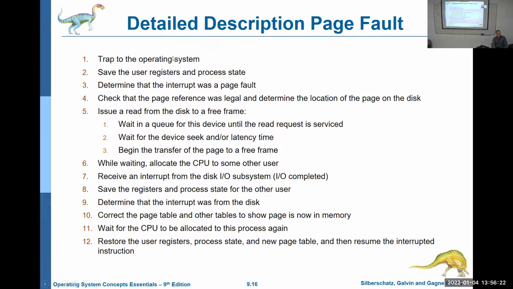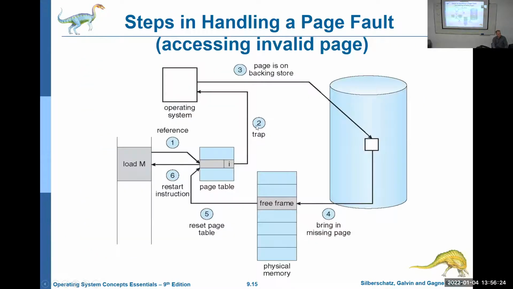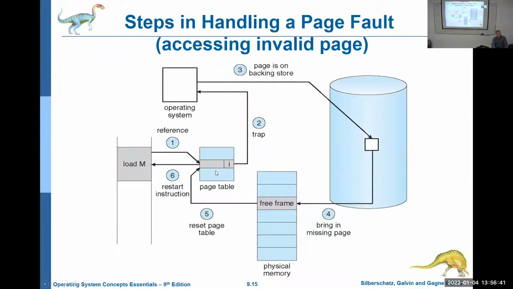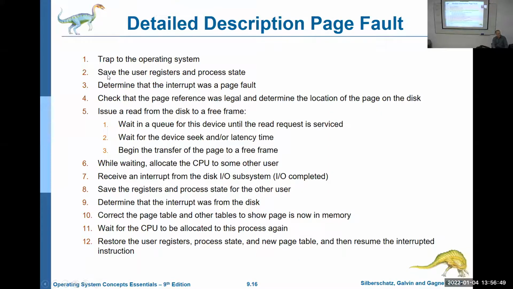Okay, trap to the operating system, that's this trap here. Save the user registers and process state. Yeah, it's complicated. You see, now they're making it a lot more complicated, because this is really just an operating system fault, and we don't know why we got a fault. So we're going to save all the registers of the process and stop it.